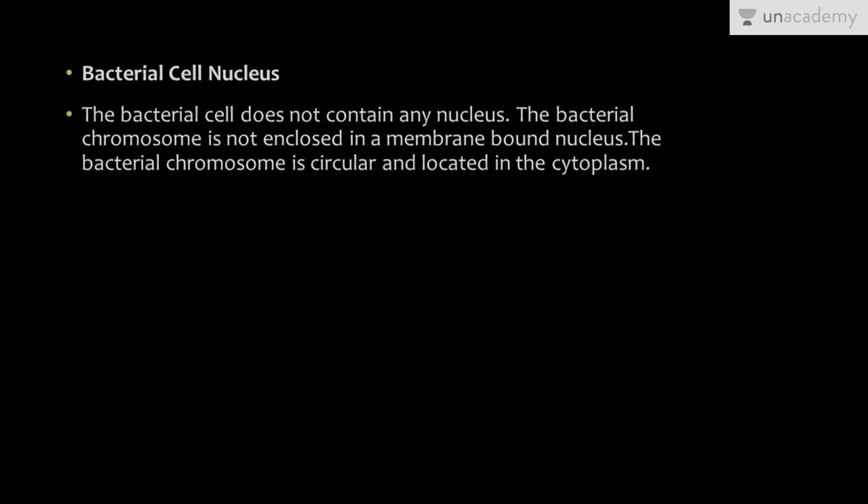Now, the bacterial cell nucleus is the kind that we consider under the prokaryotic form. So, the bacterial cell does not contain any nucleus. The bacterial chromosome is not enclosed in a membrane-bound nucleus. The bacterial chromosome is circular and is located in the cytoplasm. We have already done that while we were studying the prokaryotic and eukaryotic forms. So this was all about the nucleus.